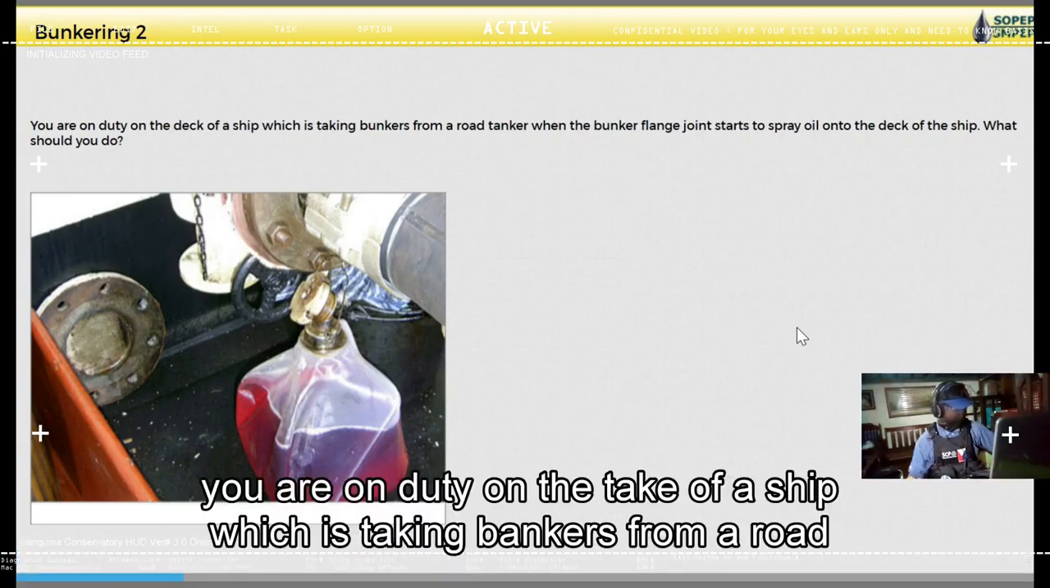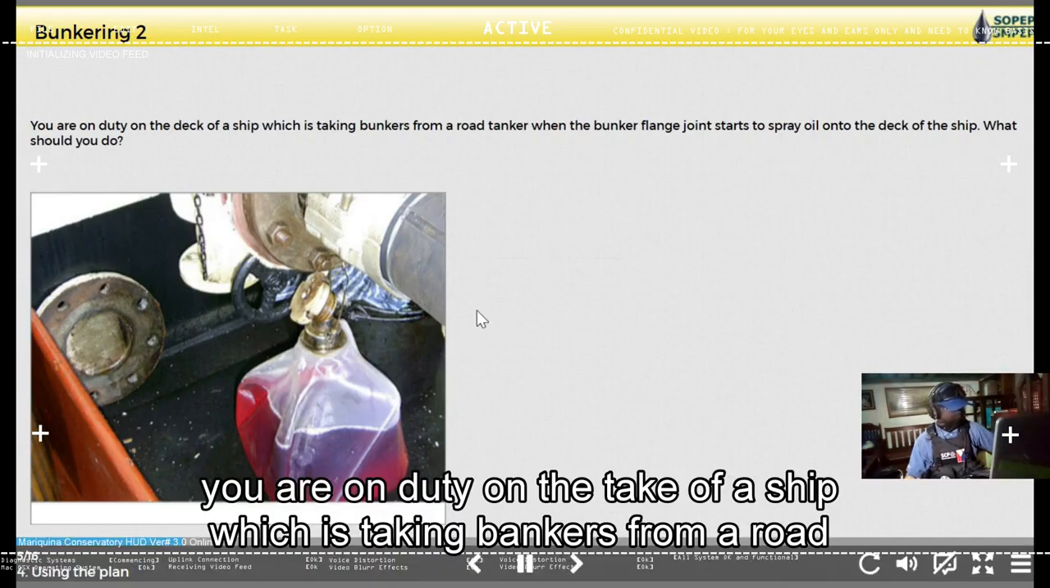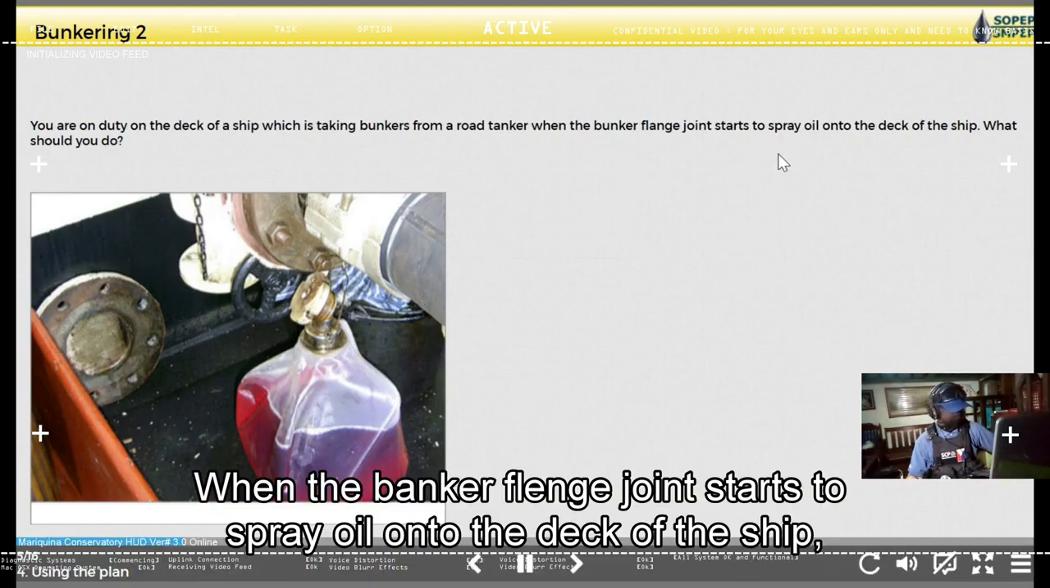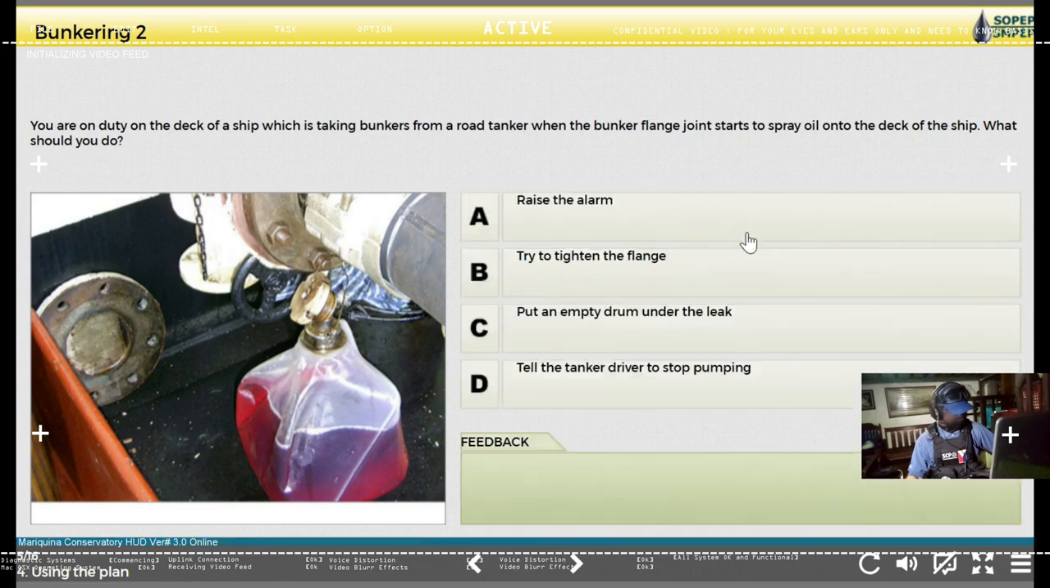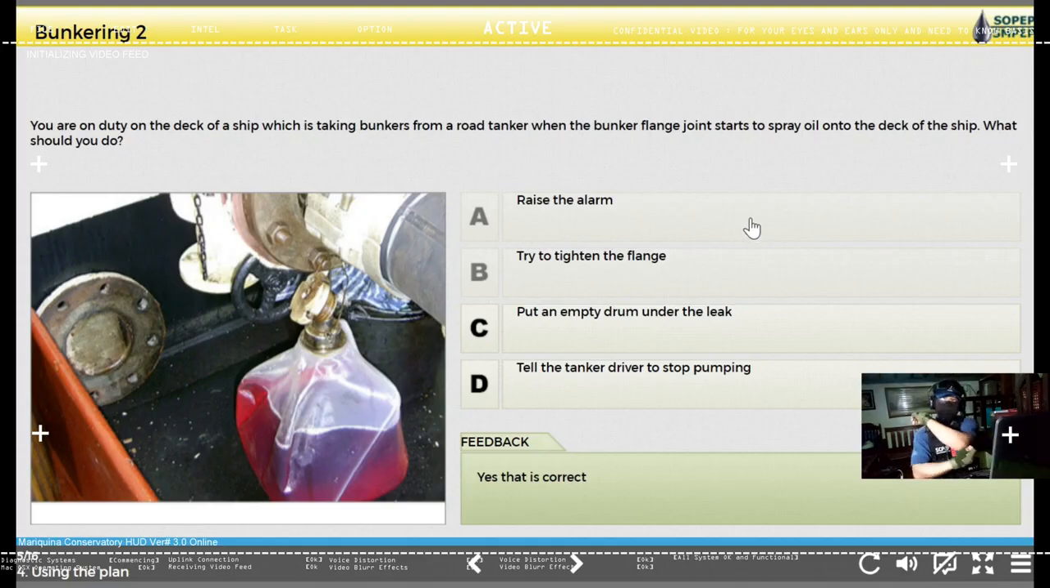You are on duty on the deck of a ship which is taking bunkers from a road tanker when the bunker flange joint starts to spray oil onto the deck of the ship. What should you do? I don't know, maybe tighten the flange? No, you could make the leak worse. How about raise the alarm? Okay, so raise the alarm.